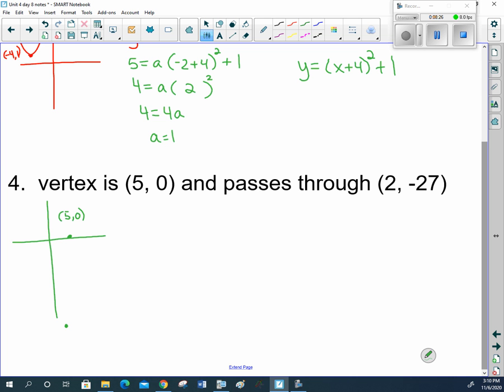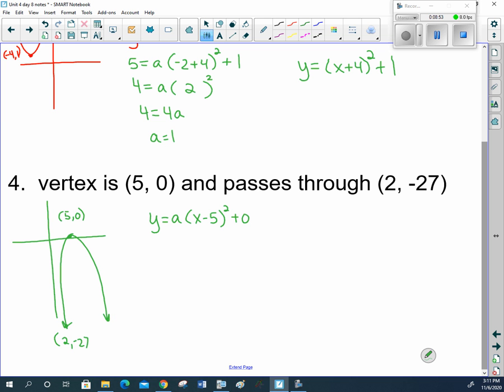And it looks like we're pointing down. So that's also going to help me determine what my A is. That my A, when I'm all done, should probably be a negative number. That's kind of a sketch of what I think is happening. All right, so let's start out with what we know. We know the vertex, so let's just go ahead and use vertex form. Y equals A, and then x minus 5 quantity squared plus 0.